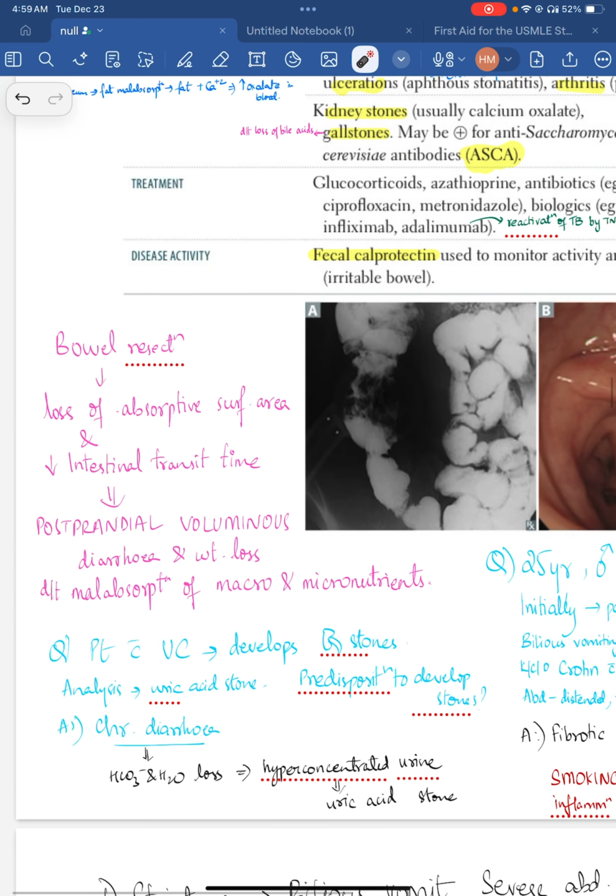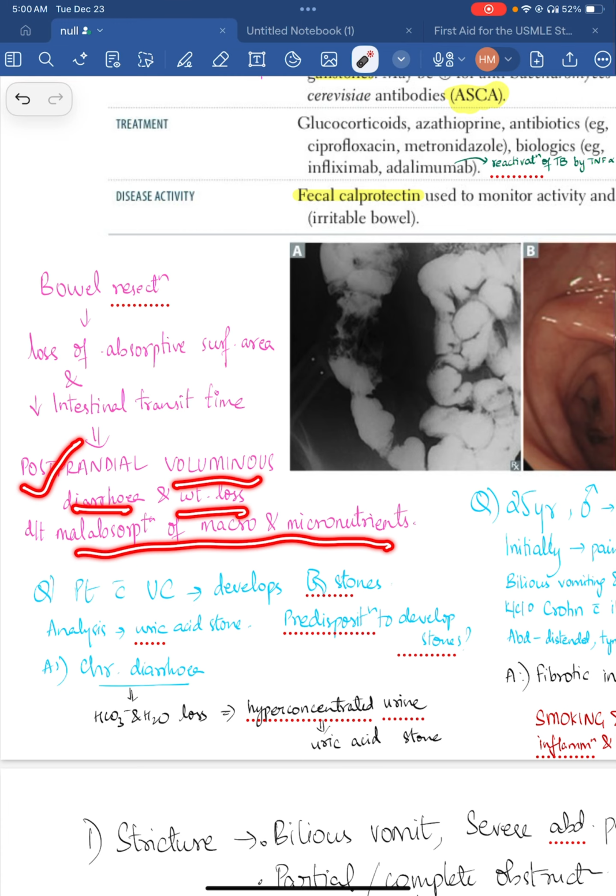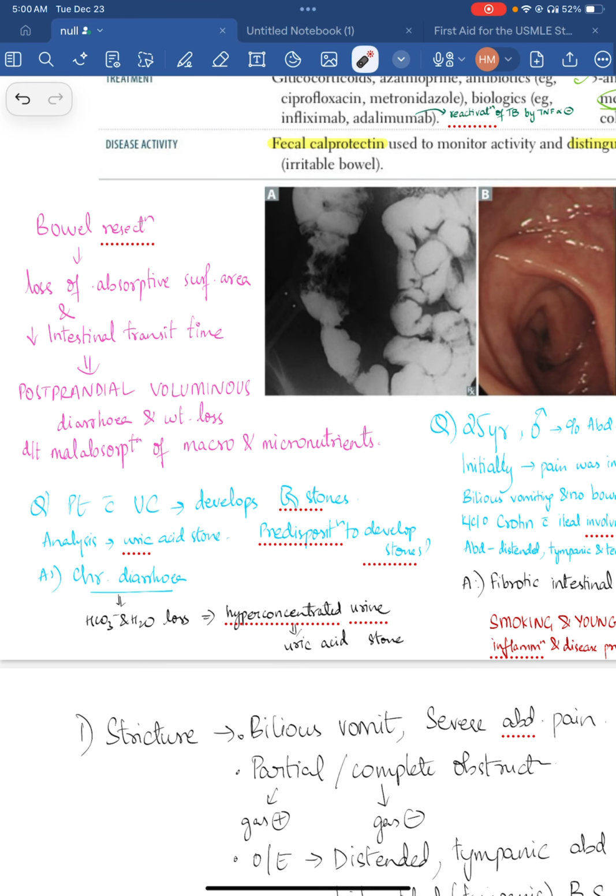Some points you need to remember: after bowel resection, there is loss of absorptive surface area. This will decrease the intestinal transit time. When the intestinal transit time decreases, this causes postprandial voluminous diarrhea and weight loss due to malabsorption of macro and micronutrients.